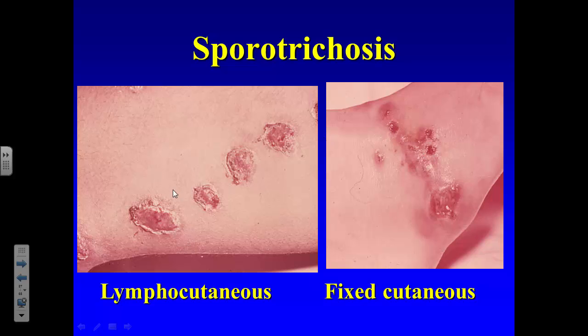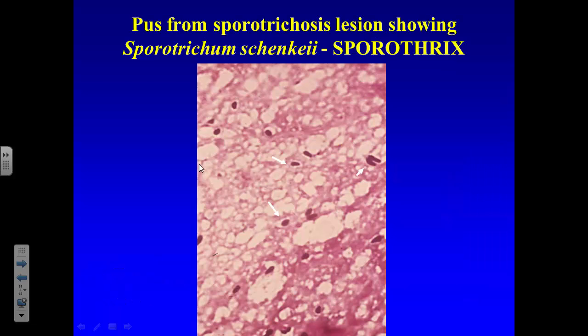Now, sometimes the fungus can actually invade the lymphatics and cause eruptions up and down the lymphatic system. So this is referred to as a lymphocutaneous infection. And we could probably find hyphae growing all through the lymphatics and causing these eruptions here. Or it can produce what we refer to as a fixed cutaneous lesion, sporotrichosis. Very painful, a lot of tissue damage that causes great pain.